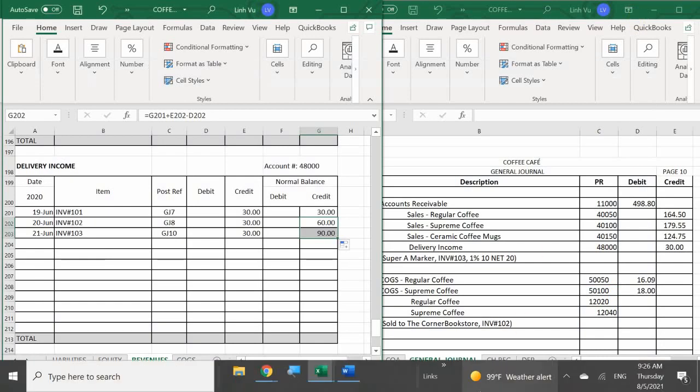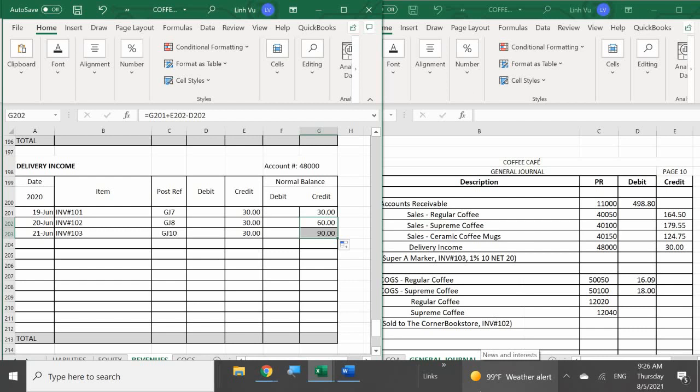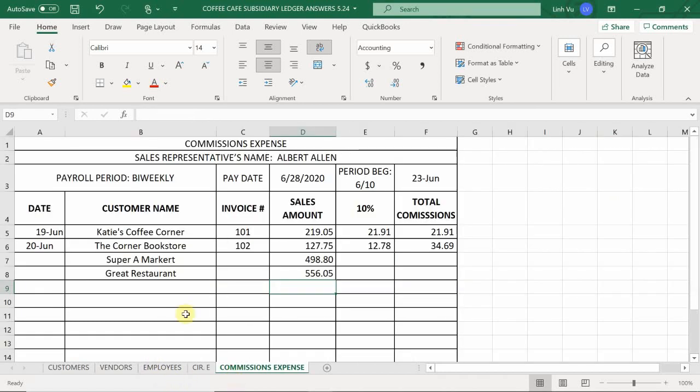Okay. So now that we finished our journal and our ledger, what's the next step? We would go to the subsidiary ledger and record the, I guess we could do commission expense first. Okay, we can do commissions first.